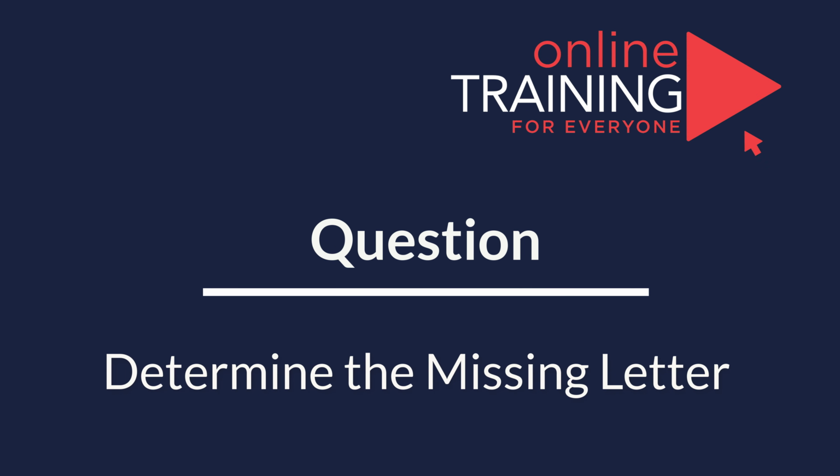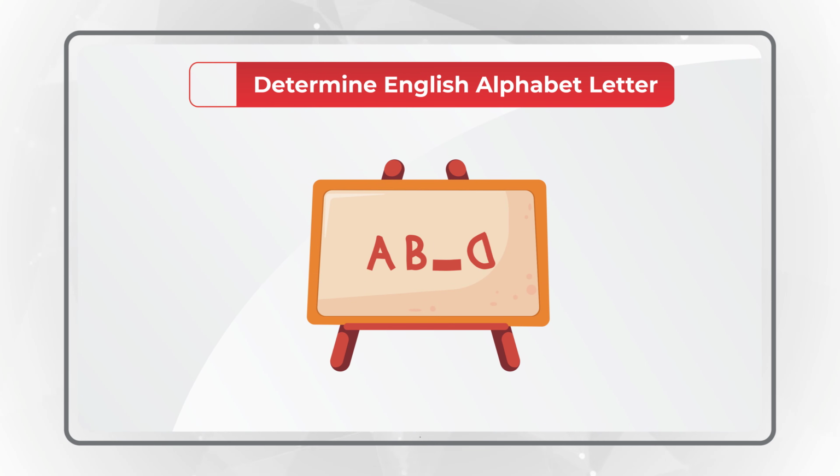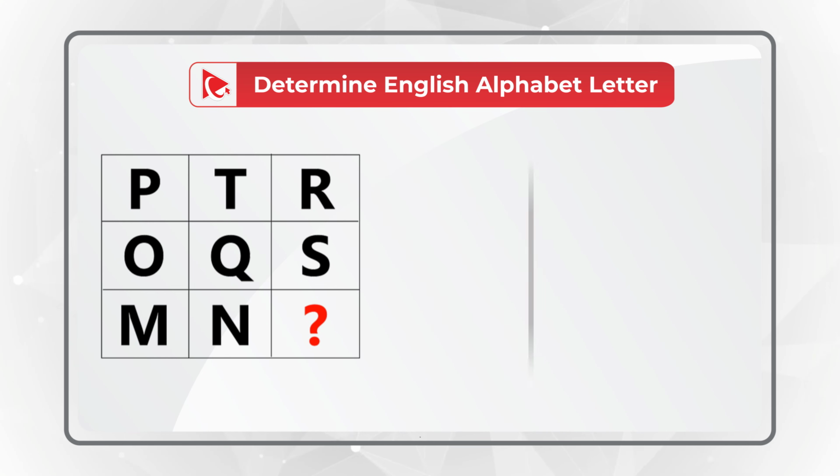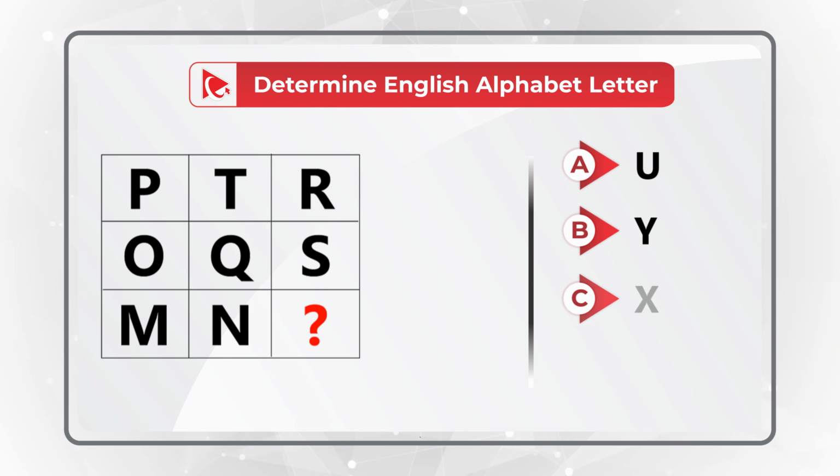Here's one of my favorite questions to test your verbal reasoning as well as your knowledge of English alphabet. You need to determine the missing letter of English alphabet to replace question mark. You're presented with a 3x3 matrix, and this matrix has letters P, T, R, O, Q, S, M, N, and then the missing letter, which you need to select from one of 4 possible choices. Choice A, U. Choice B, letter Y. Choice C, letter X. And choice D, letter V.